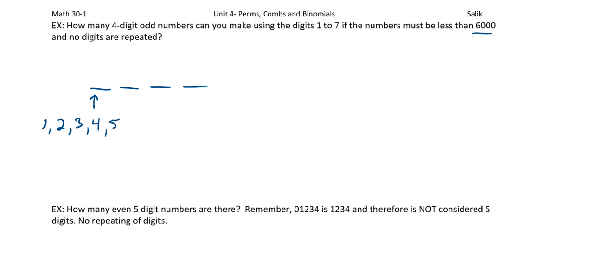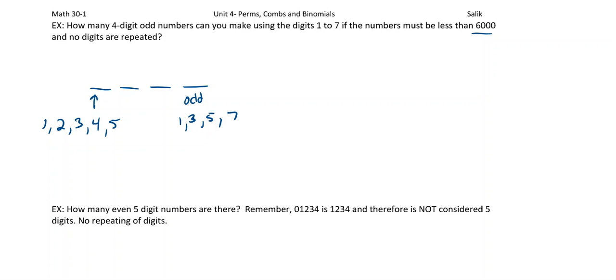And now the other part of this is that the backside has to be odd, right? So the last number here has to be an odd number. So what do we have to make it odd? Well, it could be 1, 3, 5, or 7.